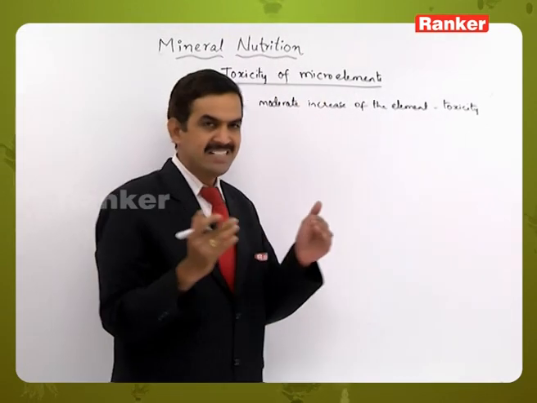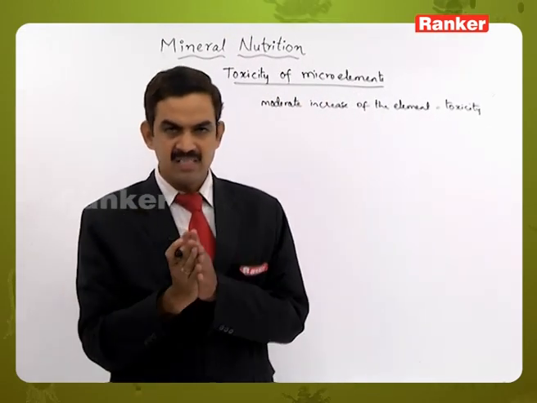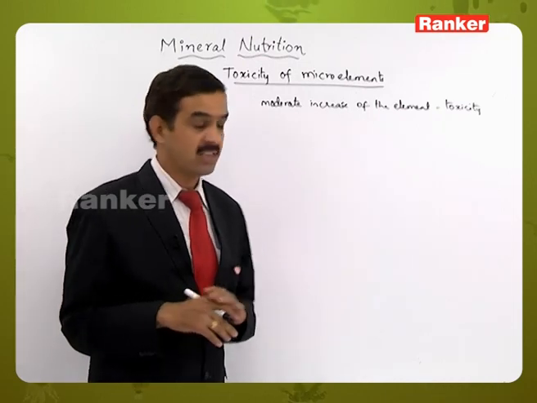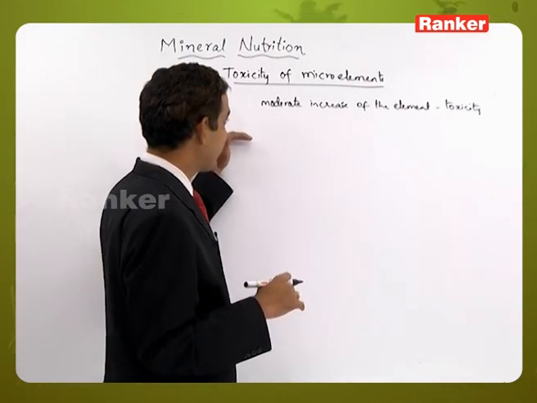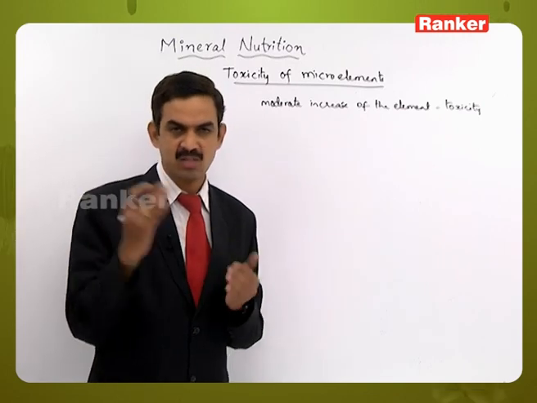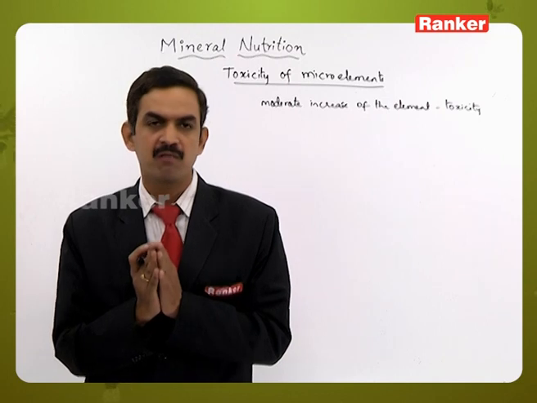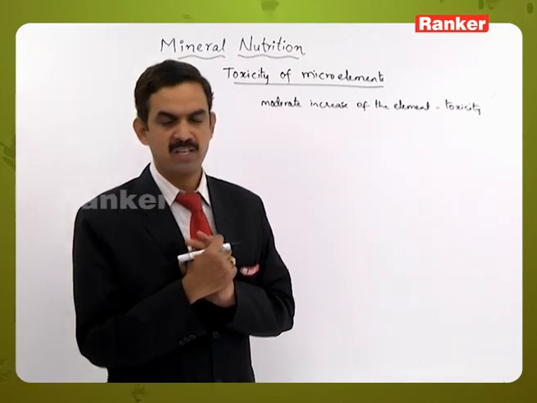So there is a narrow moderate range which is required for the plant for better growth and development. When a moderate decrease is causing deficiency and a moderate increase is causing toxicity, that moderate narrow range is what is required for the better growth and development of the plants.